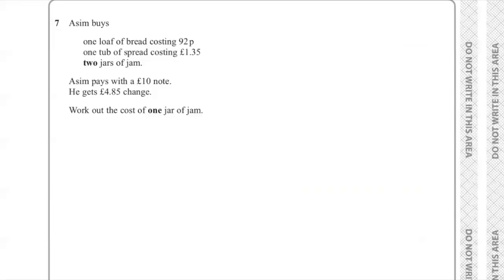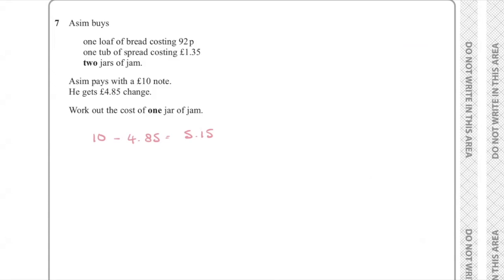Okay, the problem here is the cost of 1 jar of jam. We know that he's bought a number of items and paid with a £10 note, and he got £4.85 change, and that is actually where we're going to start. So we're going to do 10, take away £4.85, which gives £5.15. That's how much he must have spent.